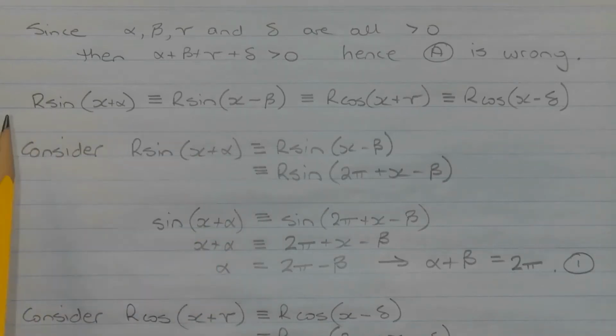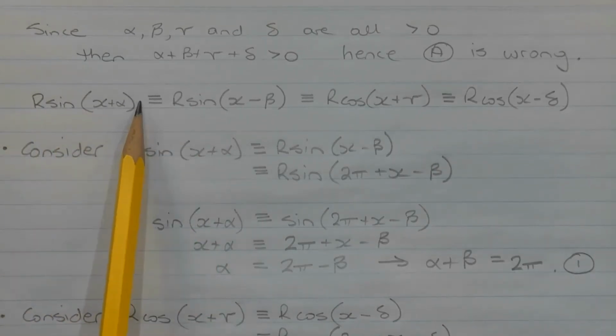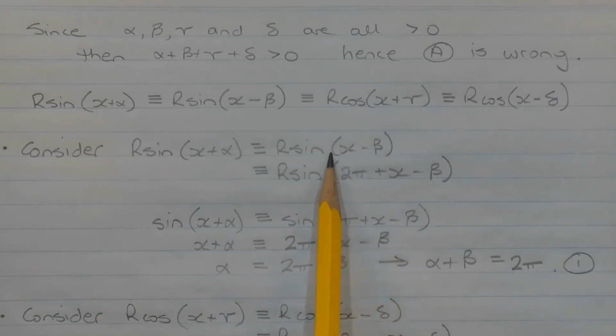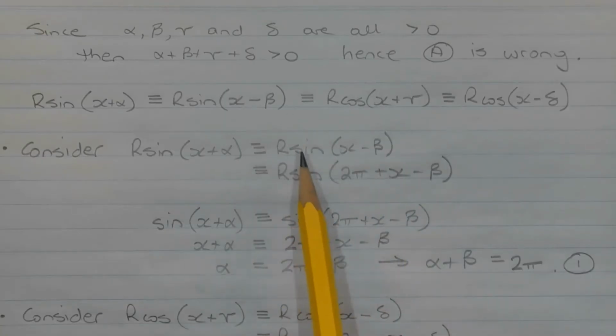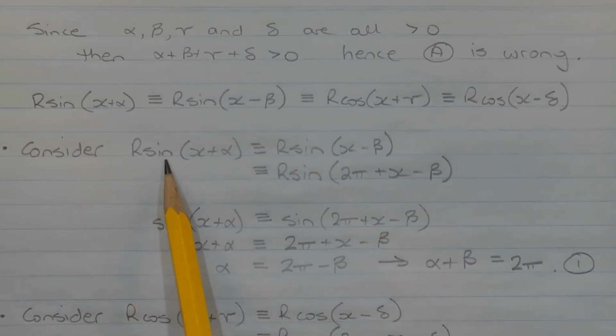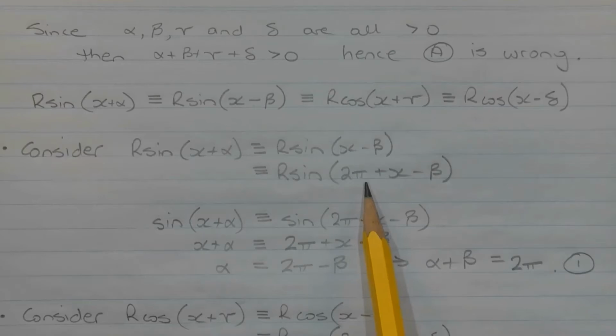Consider the equivalence R sin(x + alpha) is equivalent to R sin(x - beta), and I've noted that here. Now x - beta is an angle, and we've noted previously that the period of R sin(x - beta) is 2 pi. So adding 2 pi to the angle does not change the value of R sin(x - beta). So the equivalence stays the same: R sin(x + alpha) is equivalent to R sin(2 pi + x - beta).